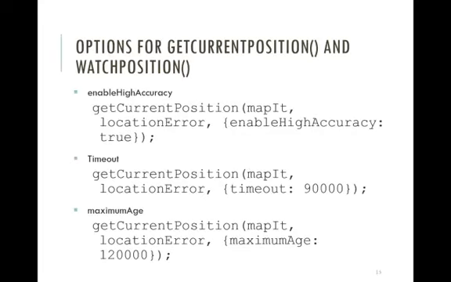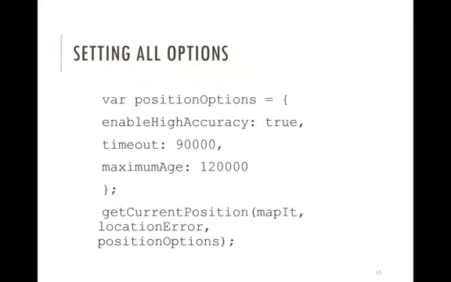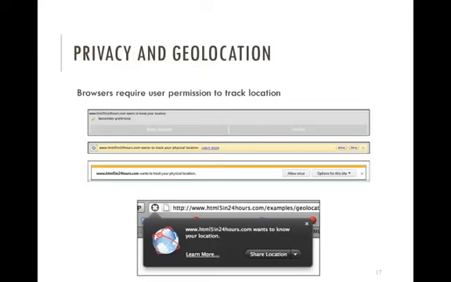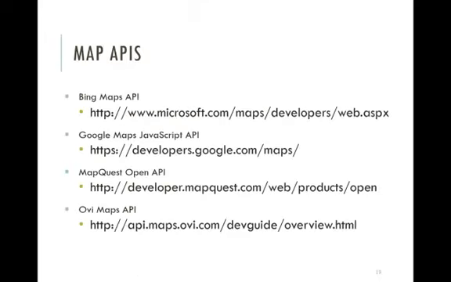If you want to put in some options for getCurrentPosition and watchPosition, you can enable high accuracy, have it time out, or put in a maximum age. If you want to set all these options, you use this following code. Browsers will require user permission to track their location. Here are some of the popular APIs for maps.